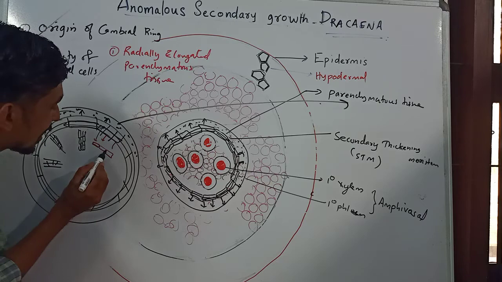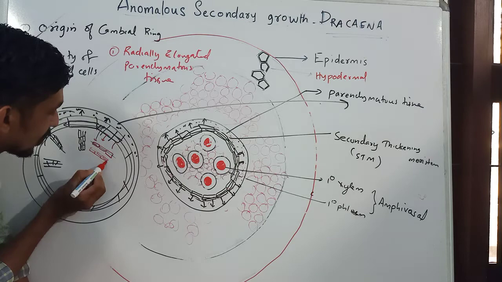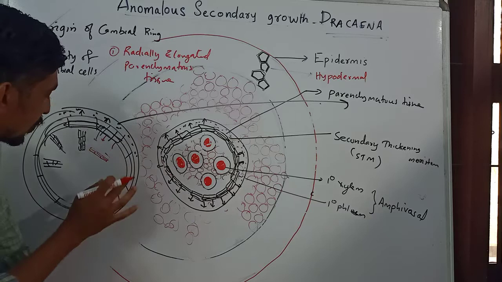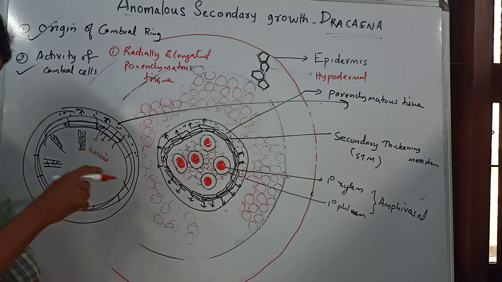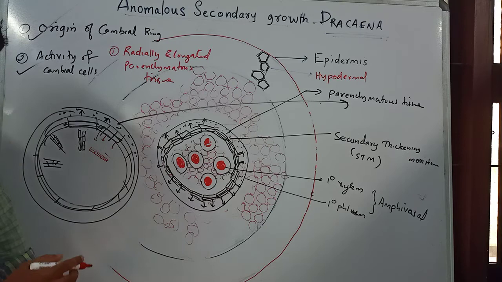And after that it divides periclinally. 1, 2, 3, it divides periclinally. So we'll get 6 cells. After the 6-cell formation, we'll get 2 tiers of cells, each with 3 cells, 2 layers each with 3 cells. After that, it divides anticlinally and periclinally without any order and forms a mass of cells.